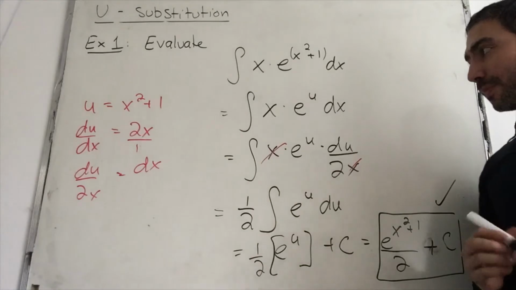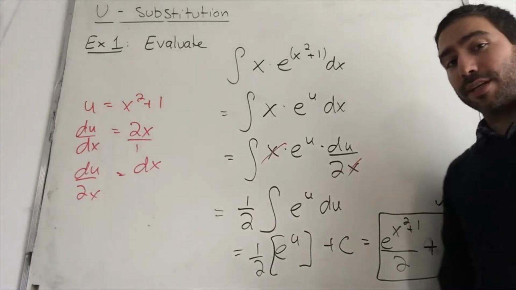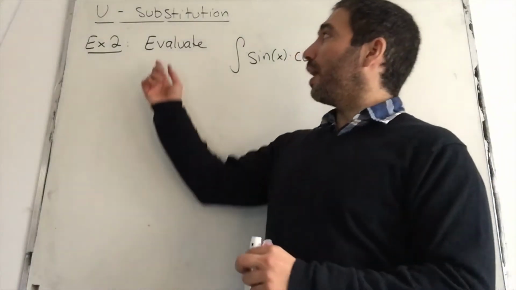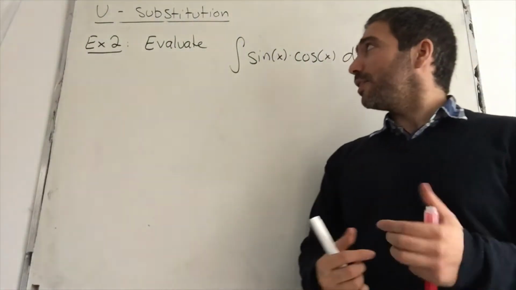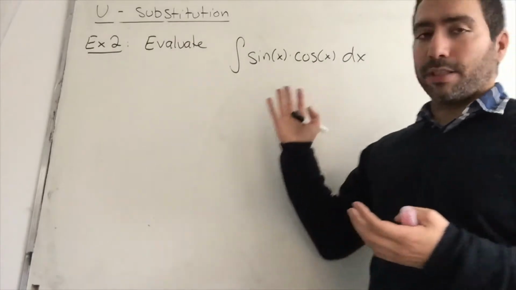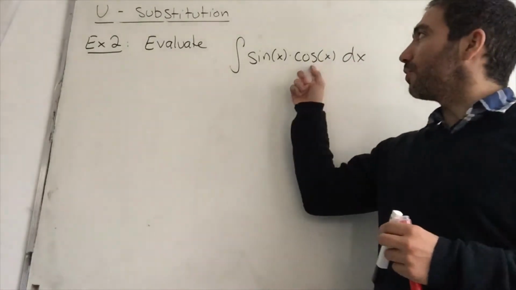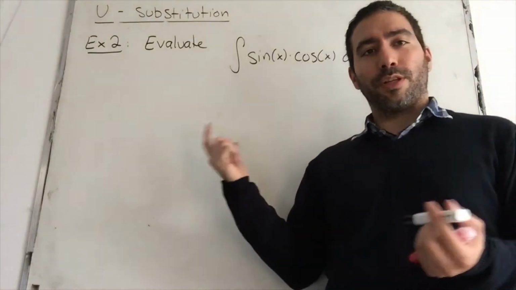Okay. So let's take a look at another example. In the next example, we have to evaluate the integral of sine x times cos x dx. Why is this an issue? Why can't we just integrate this individually? We know the integral of sine and we know the integral of cos. Can't we just integrate using our basic formulas?